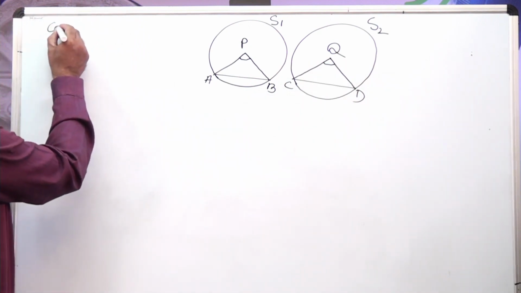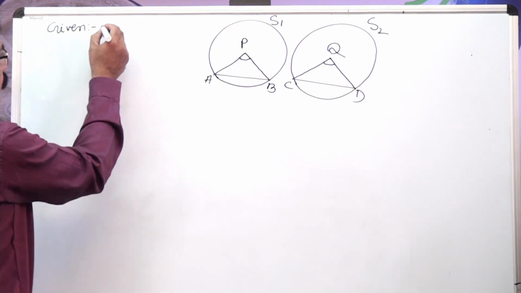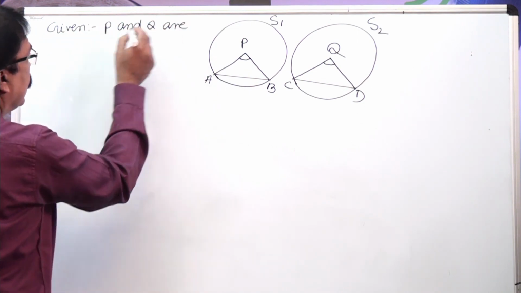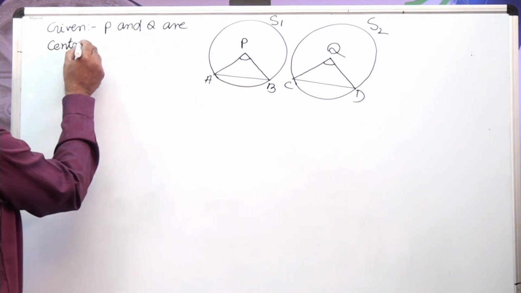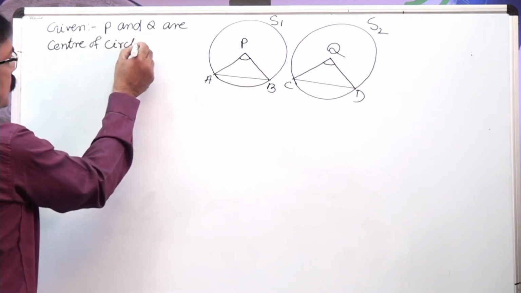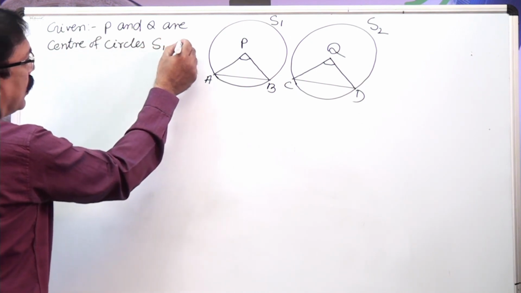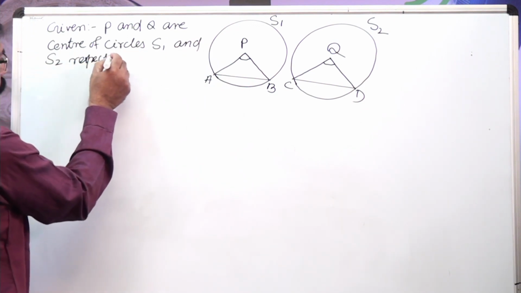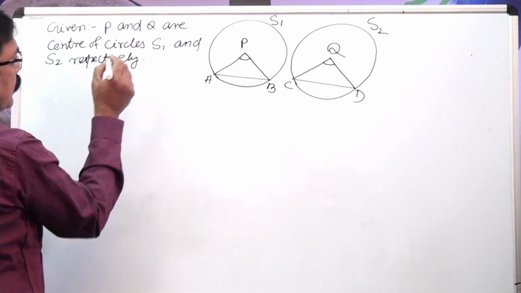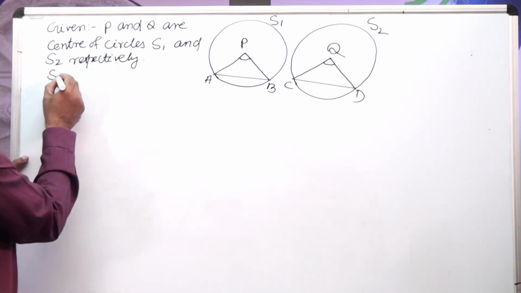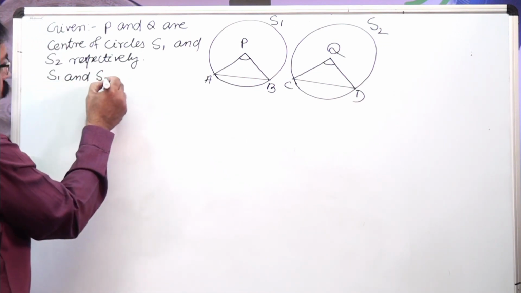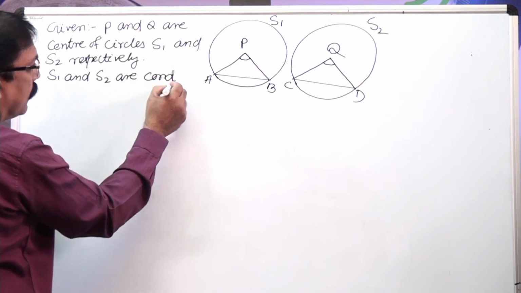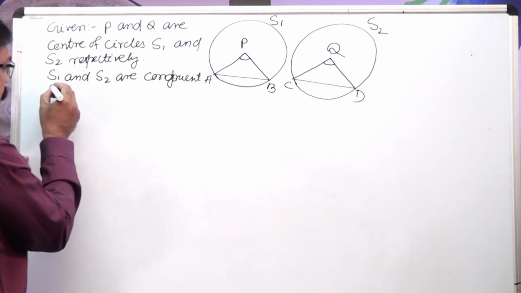So what is given? Here P and Q are centers of circles S1 and S2 respectively. S1 and S2 are congruent circles.